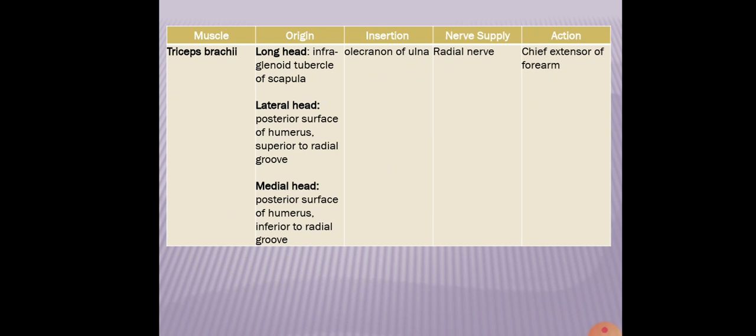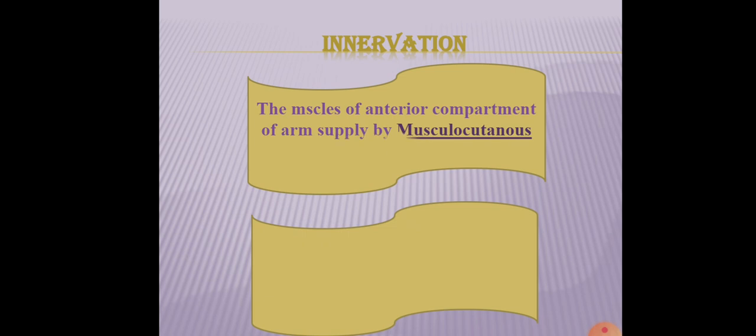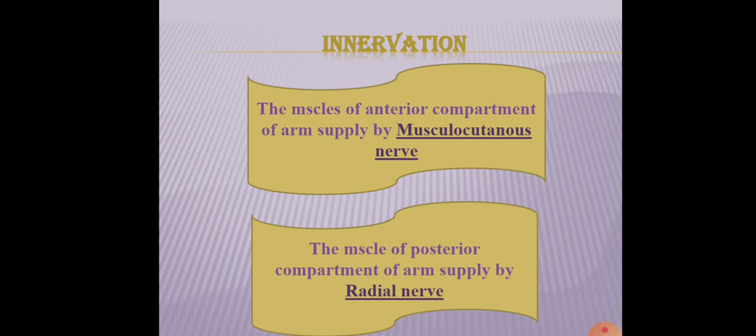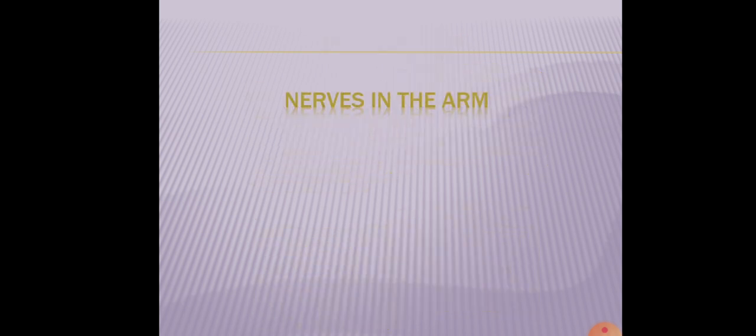The nerve supply of the triceps is the radial nerve. Okay, so all the muscles of the anterior compartment of the arm are supplied by the musculocutaneous nerve, and the muscles of the posterior compartment of the arm are supplied by the radial nerve. The radial nerve is a continuation of the posterior cord of the brachial plexus.